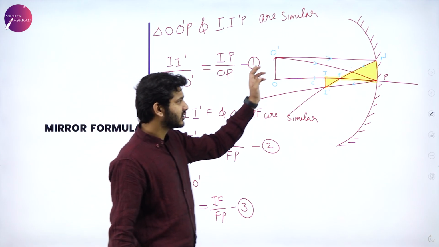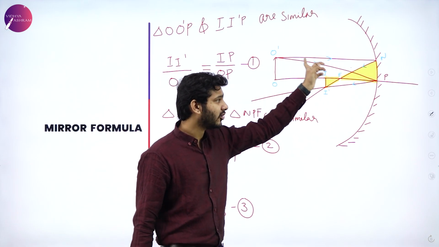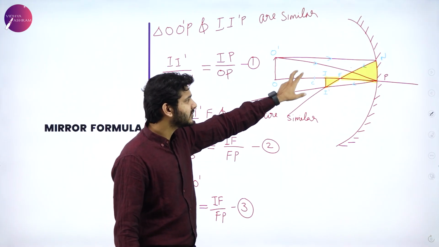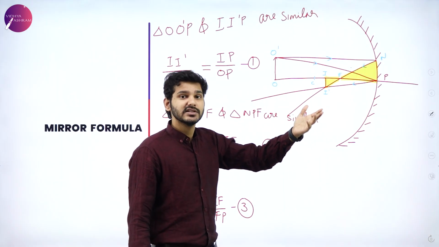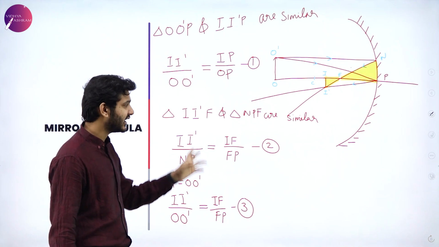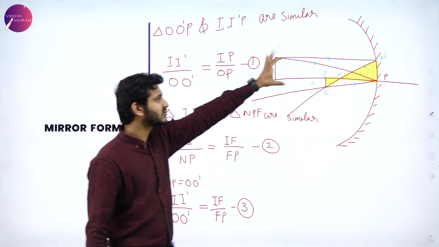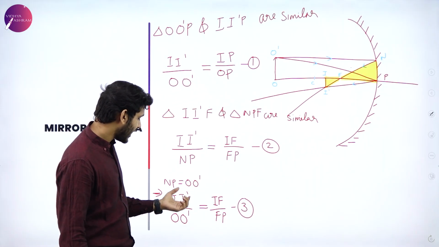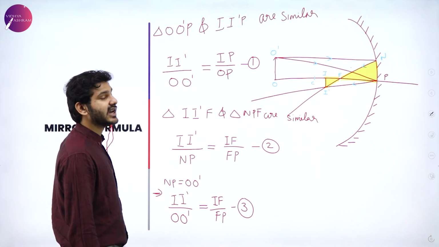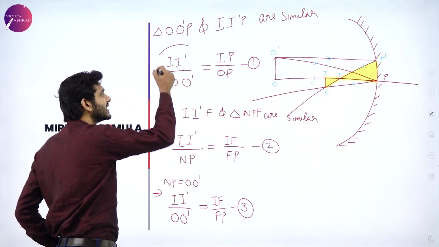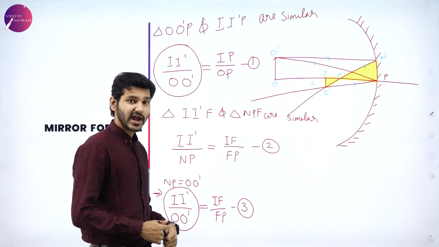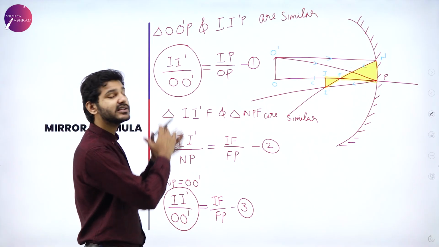Again, we considered 2 triangles. The first triangle was made by the object, this particular ray, and the image and this particular ray. We formed a relation between these 2 triangles, the length of their particular sides, and then we considered 2 smaller triangles, and then we proved one more relation. We named it as equation number 3. Since these 2 distances were the same, I dash by O dash is equal to IF by FP. Now, if I look at these 2 equations very closely, the left hand side of both equations is the same. It is I dash by O dash, which means I can equate these 2 equations.